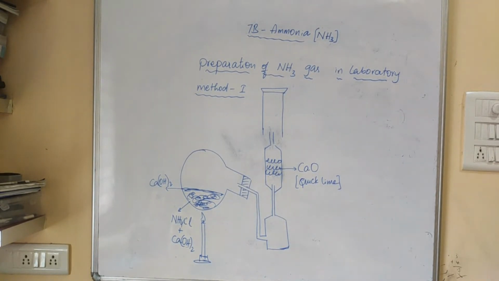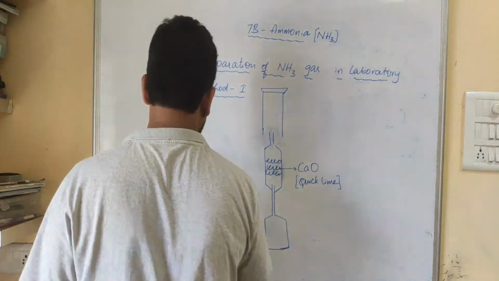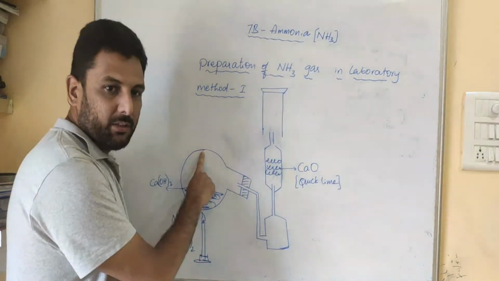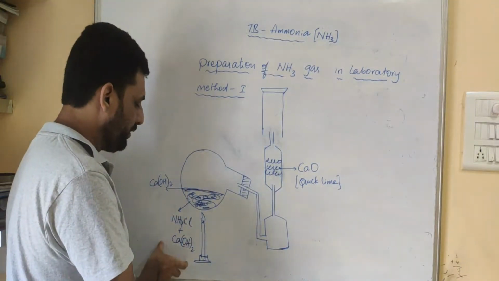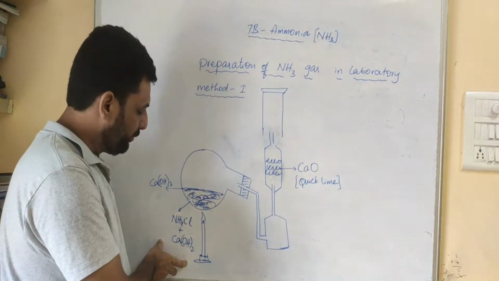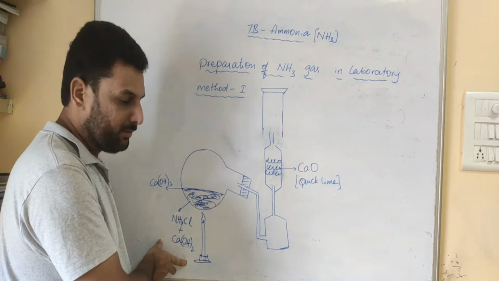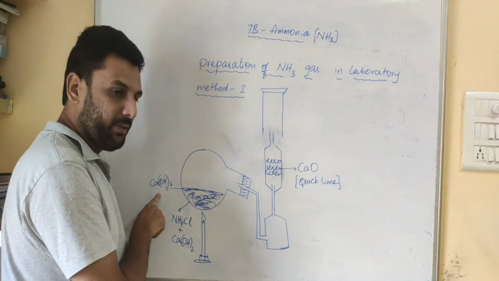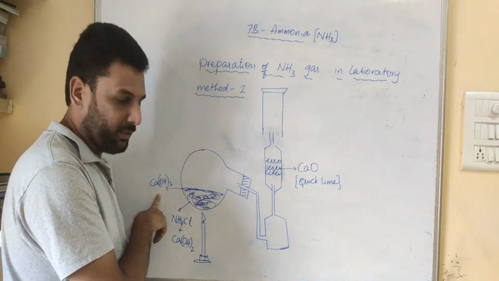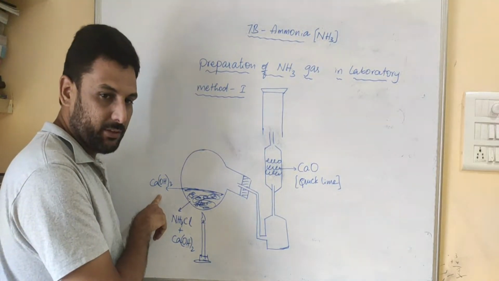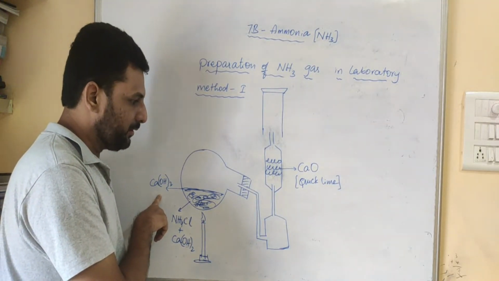So this is the arrangement. Again, we have a round bottom flask with the reactants ammonium chloride and calcium hydroxide. But on the top again we are taking calcium hydroxide. I will tell you the reason why we are taking this excess calcium hydroxide.